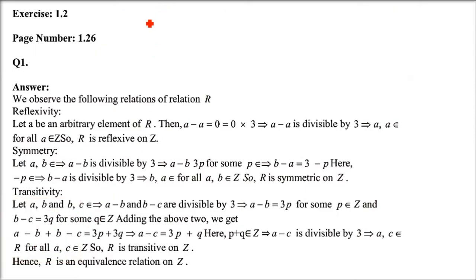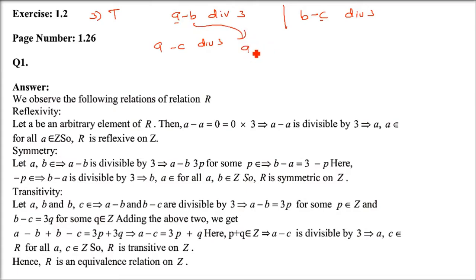Now coming to the third part, which is transitive. Let me tell you again, the next 5-6 questions are like this only. Now transitive. So for transitive, we assume that we take 3 numbers here. a minus b is divisible by 3, b minus c is divisible by 3. We assume this. And then we have to see whether a minus c is divisible by 3 or not. Right? So how to do this?